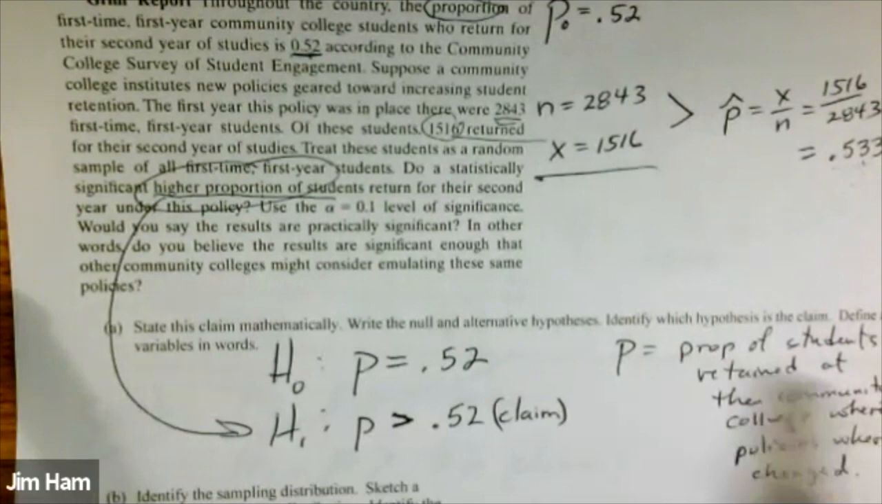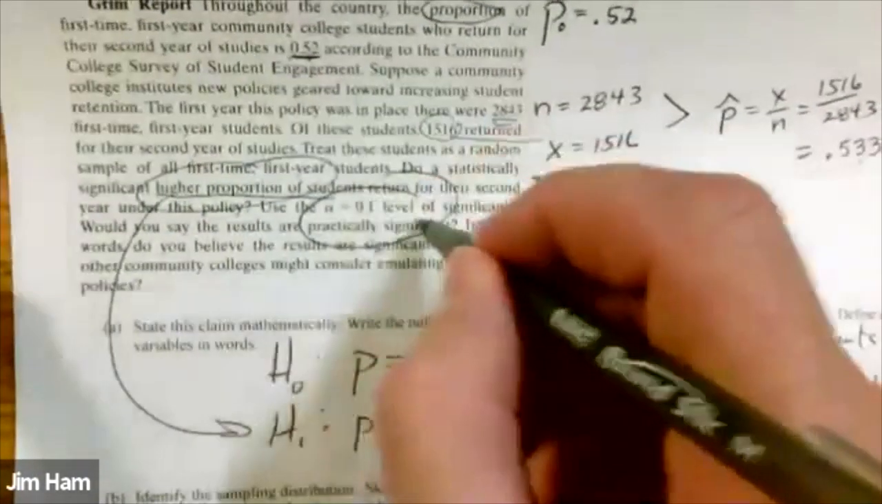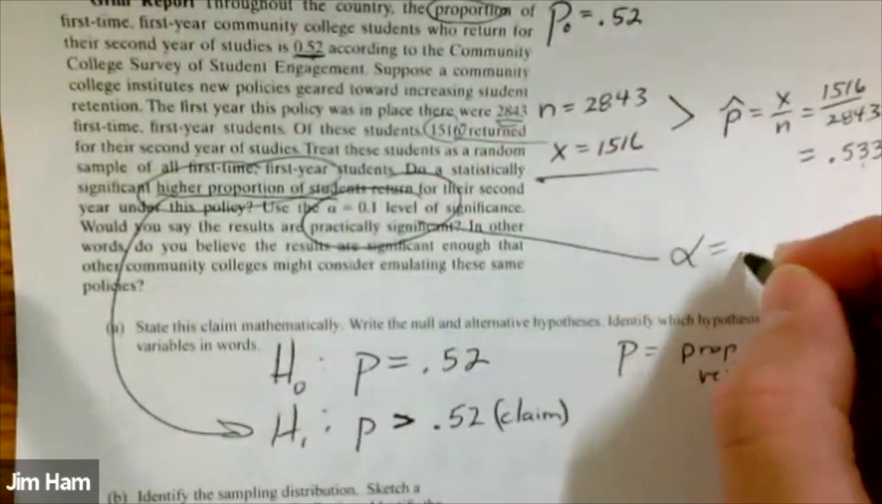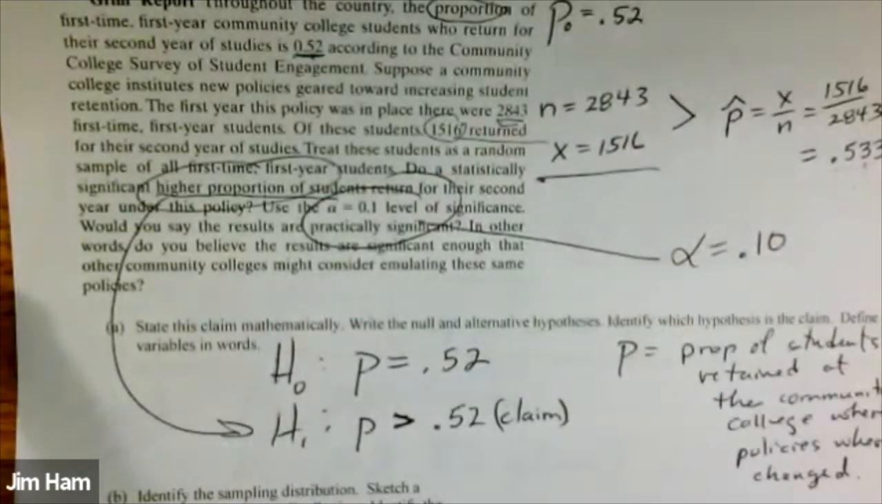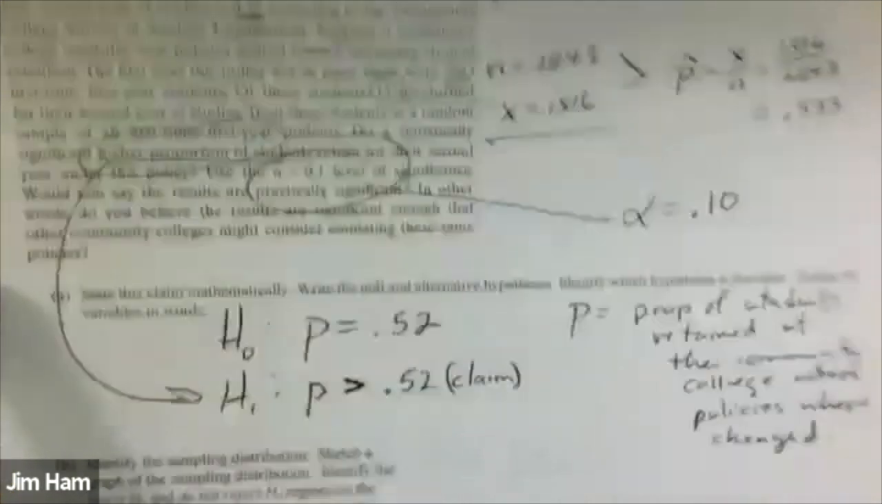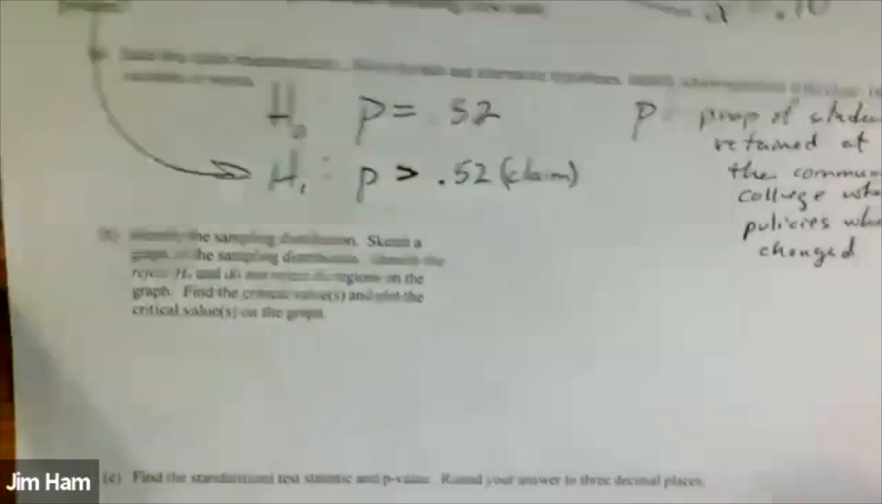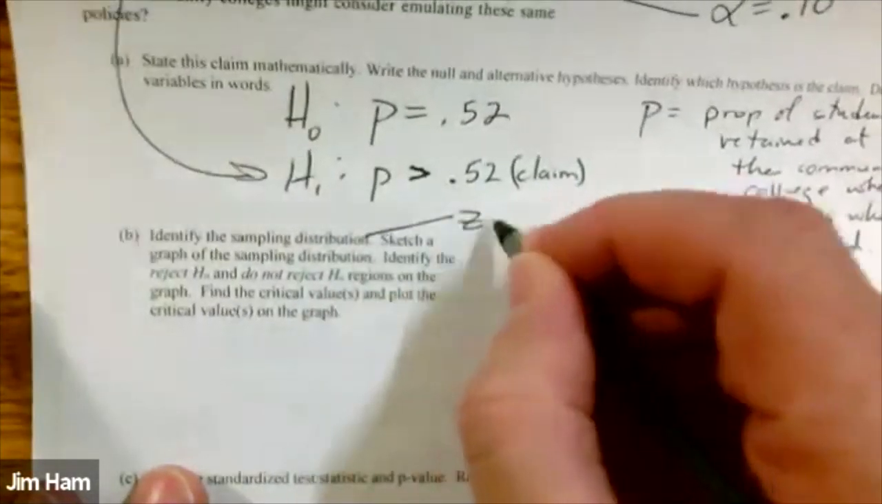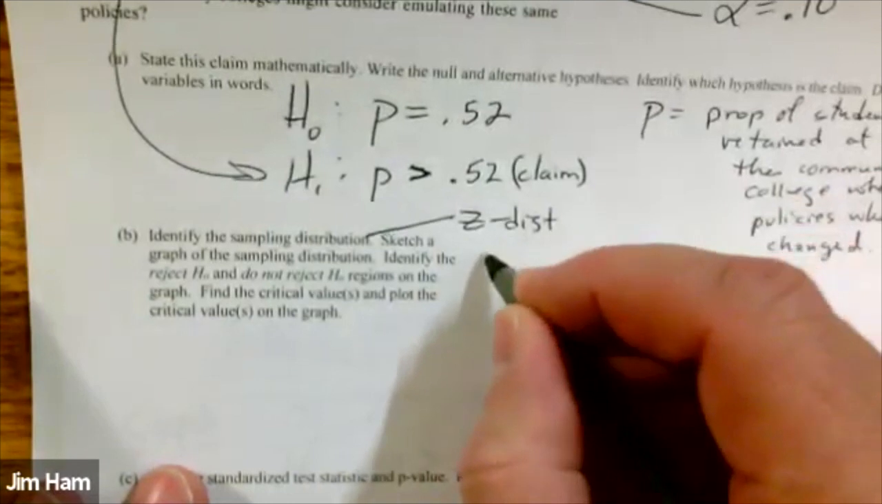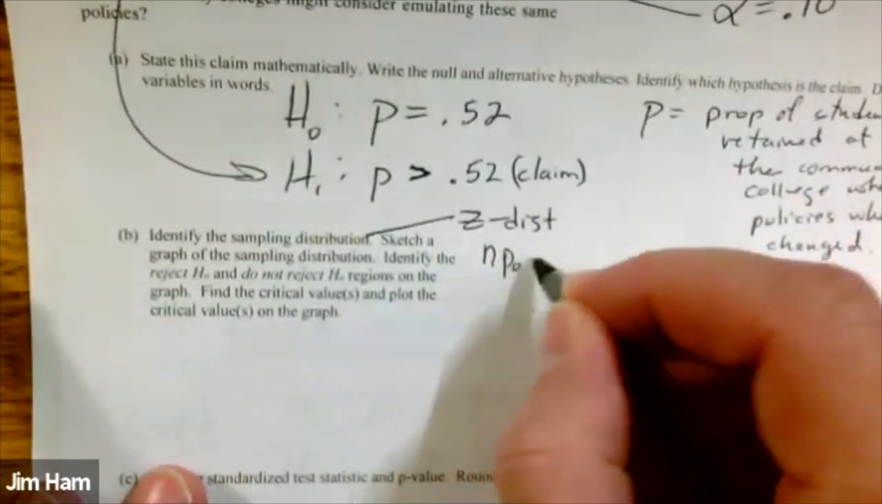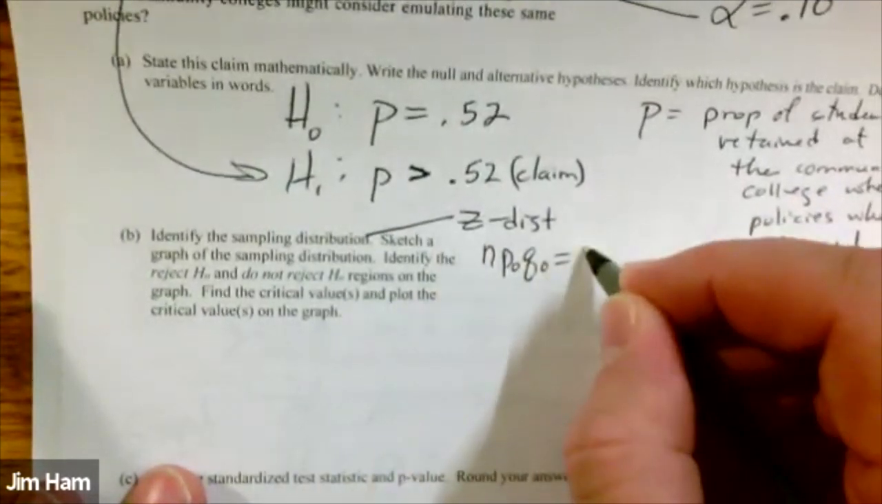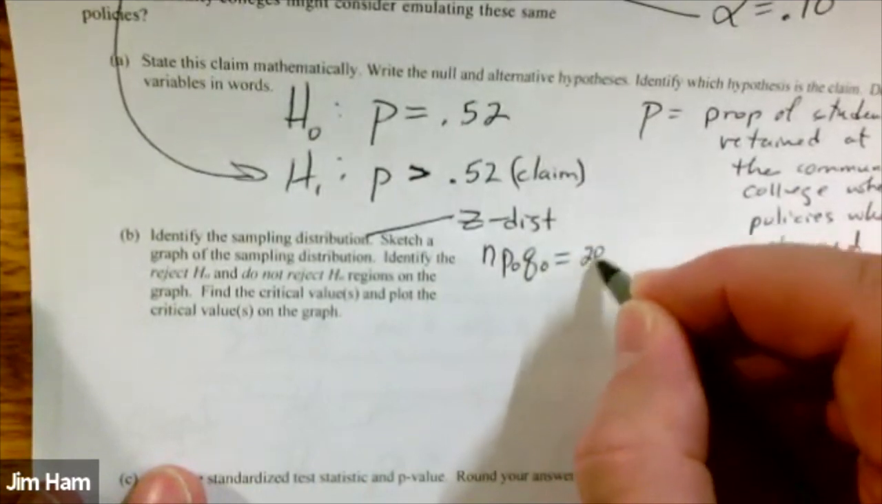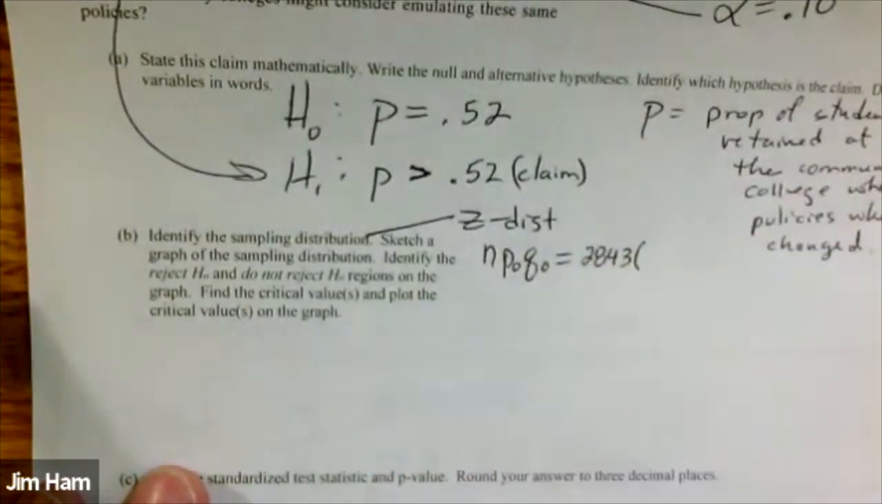So step 1, write the hypotheses. Step 2, level of significance. Alpha is 0.10. So it's a little higher level of significance than we're used to. Okay, identify the sampling distribution. Z distribution. We have n times p0 times q0 is, well, we have such a huge sample size here that this is going to easily satisfy this criteria.